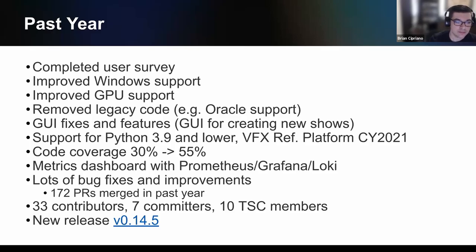We released support for metrics exporting and dashboard with Prometheus, Grafana, Loki. I'll talk a bit more about that in a sec, because we are pretty happy with how that turned out. And yeah, just lots of bug fixes and improvements. 172 PRs merged in the past year. As more production users come onto the system, there's been a lot of little stuff that folks have fixed up or improved as they needed. And it's been great to see these small changes come in. All of this is included in the new release that we just published, 0.14.5. So you can check that out.